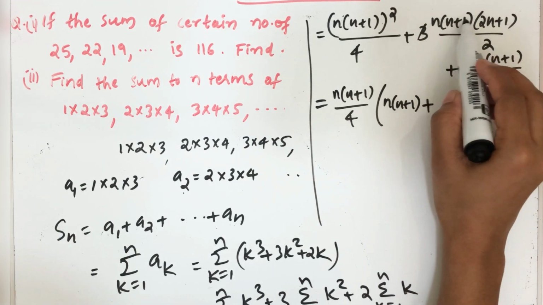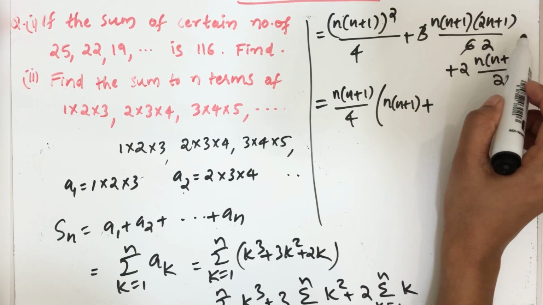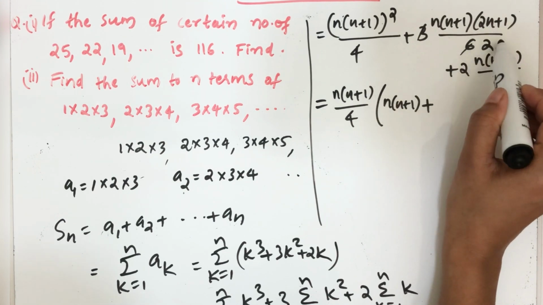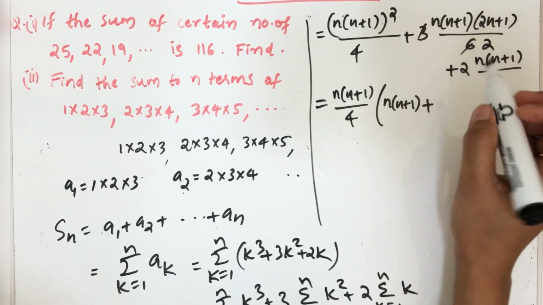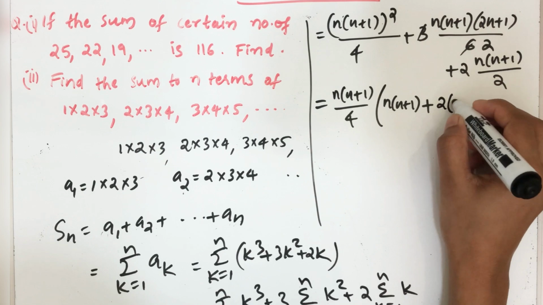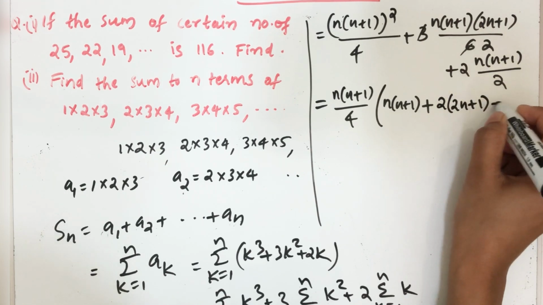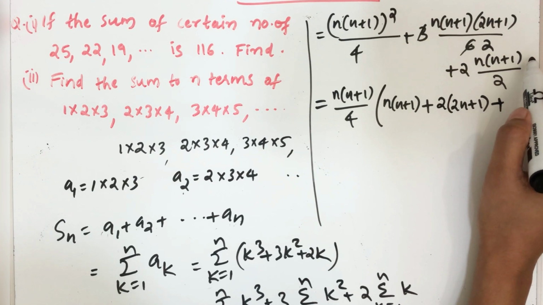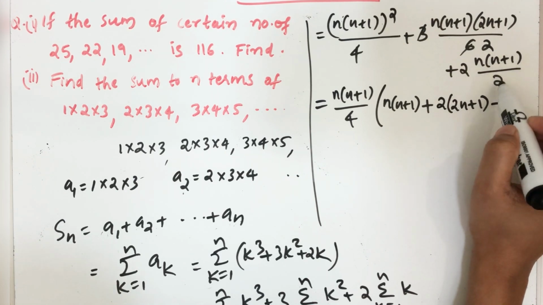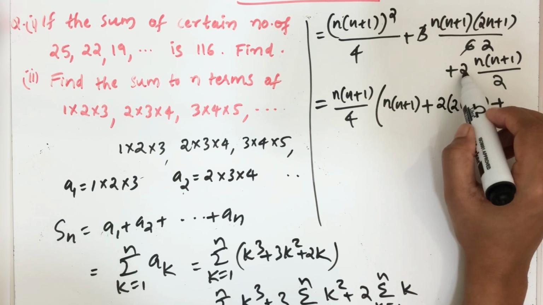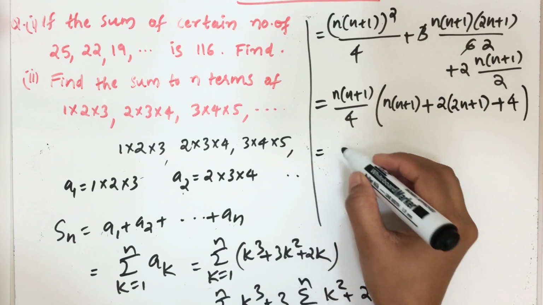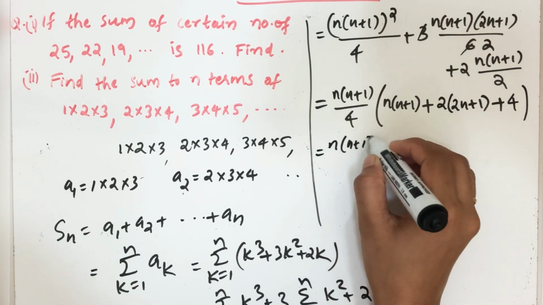Plus, here n into (n plus 1) by 4 is taken outside. Multiply the numerator and the denominator by 2 to make the denominator 4. So the remaining is 2 into (2n plus 1). Plus, here multiply the numerator and denominator by 2 and take n into (n plus 1) by 4 outside. Then the remaining is 4, 2 into 2, that is 4. Which is equal to n into (n plus 1) by 4.